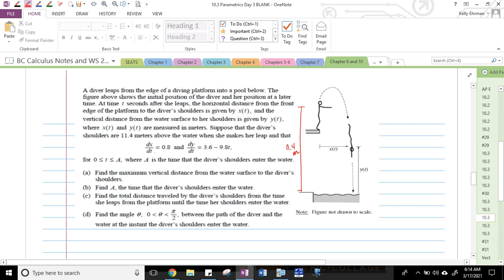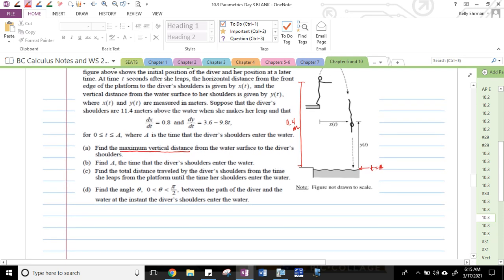And we know dx/dt is 0.8 and dy/dt is 3.6 minus 9.8t, for times between 0 and A. A is the time that she hits the water, so that's happening at t equals A. Find the maximum vertical distance from the water surface to the diver's shoulders.